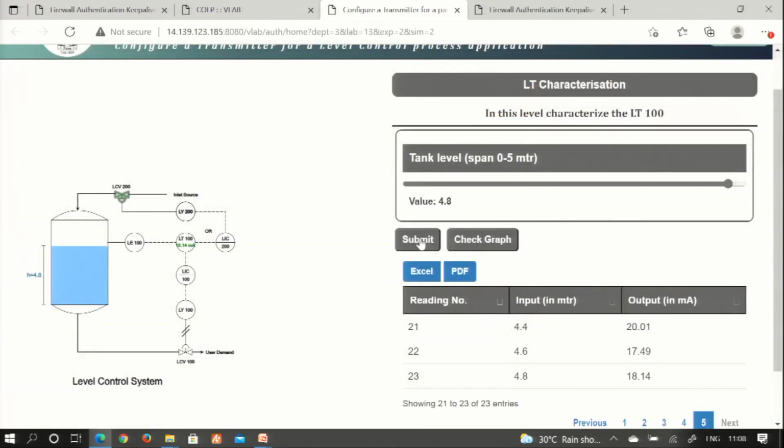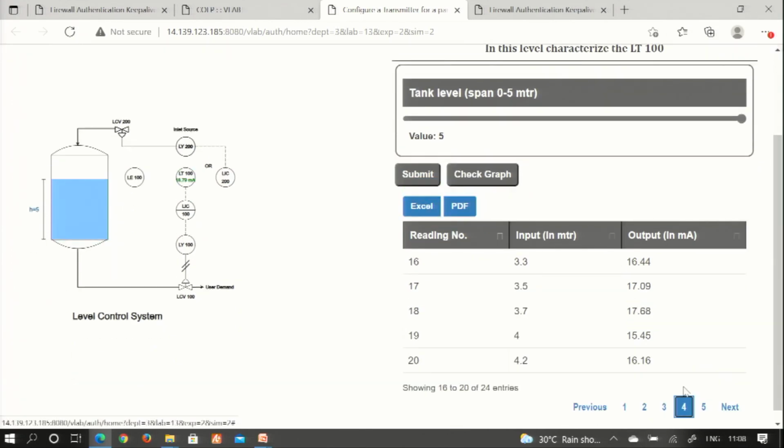Similarly, I go on checking the readings and then I say, oh, this is the reading which I wanted. Now, for my submission purpose, I can do it in soft format. I can download this Excel sheet and you can see here all the readings are now available. Whatever readings you wanted to take, all the readings are available.